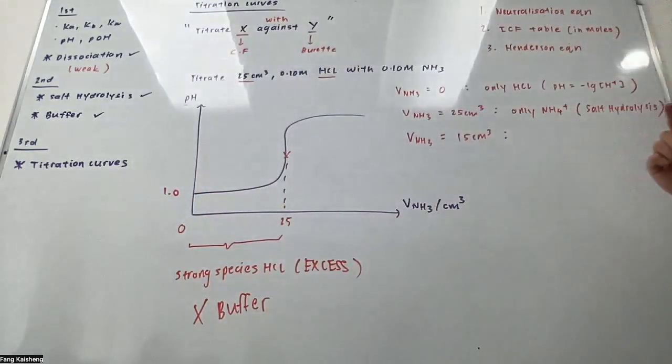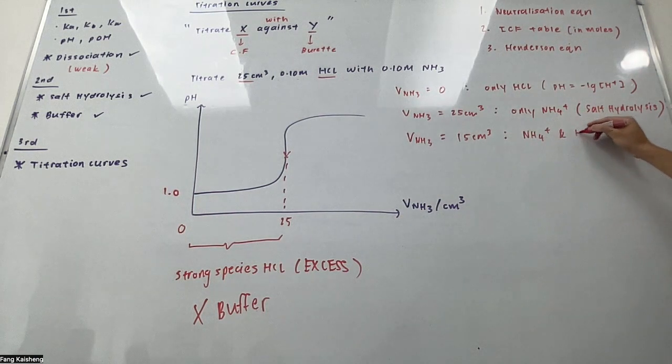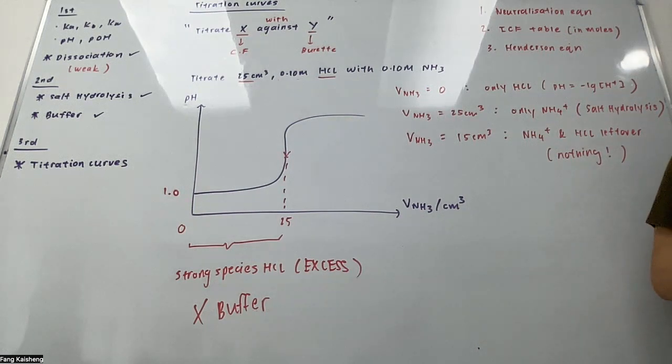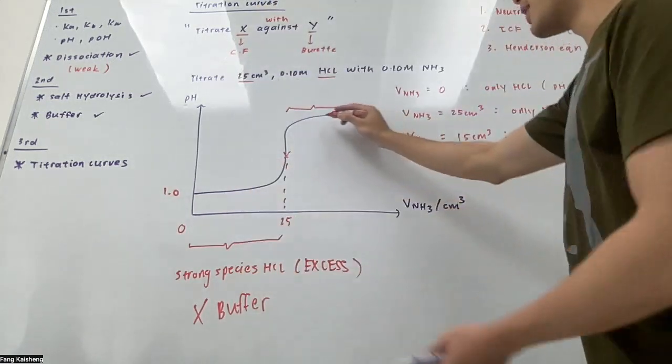Can you tell me what the species here are first? NH3, sure. NH3 is limiting now. So I have NH4 plus and HCl that is left over. Is this anything? Nothing. But with that in mind, can someone tell me where the buffer is? After 25. Because after 25, you can pick any random value.